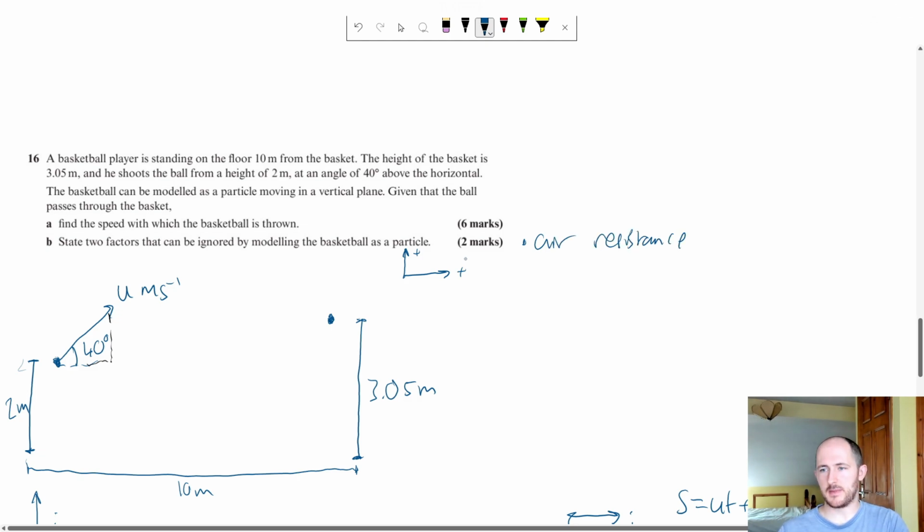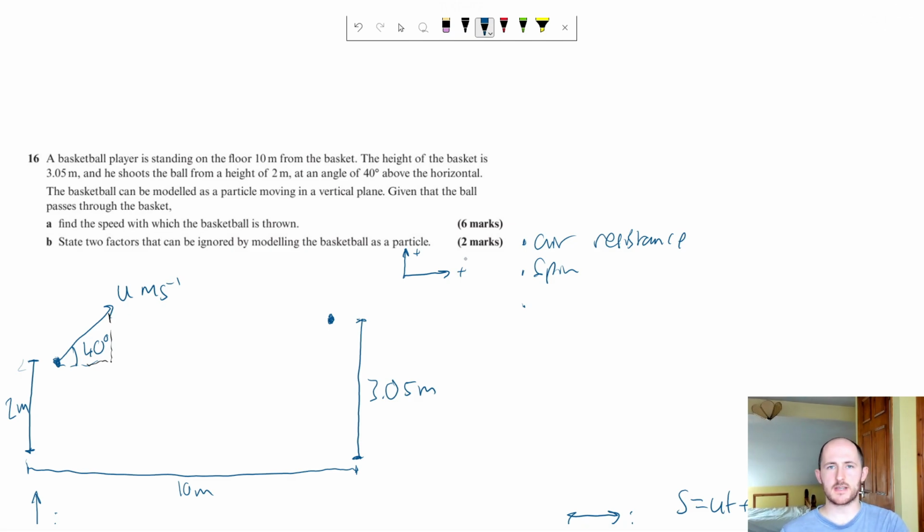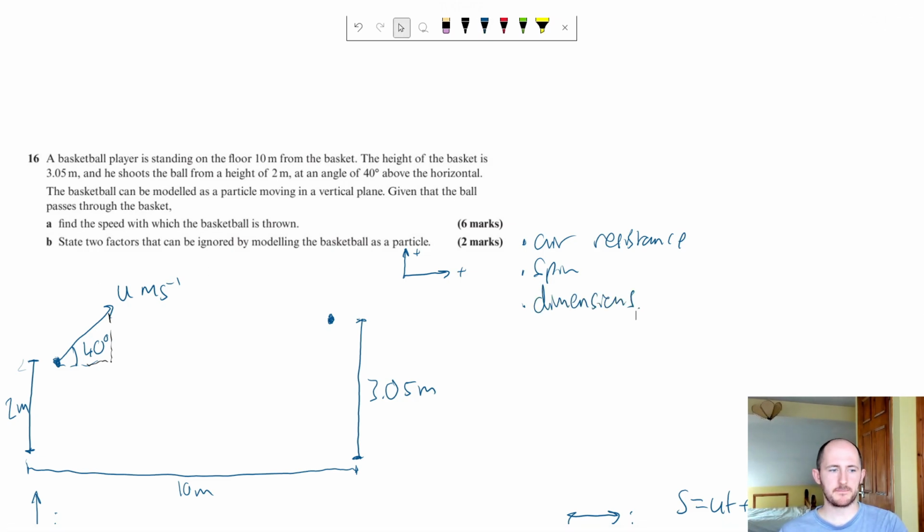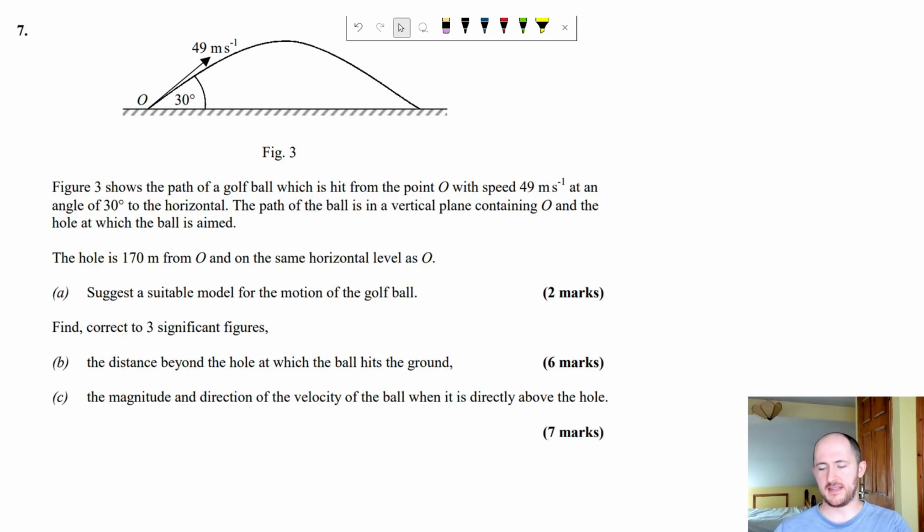Number two, it can even be things like the spin of the ball, which is important in basketball. The weight of the ball, path changes, anything like that. Basically, it has no size, so we can also ignore its dimensions. Things like that.